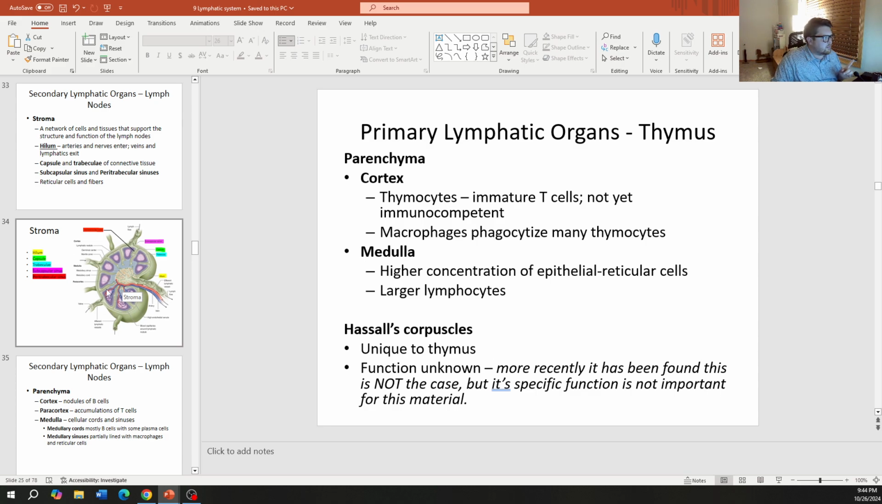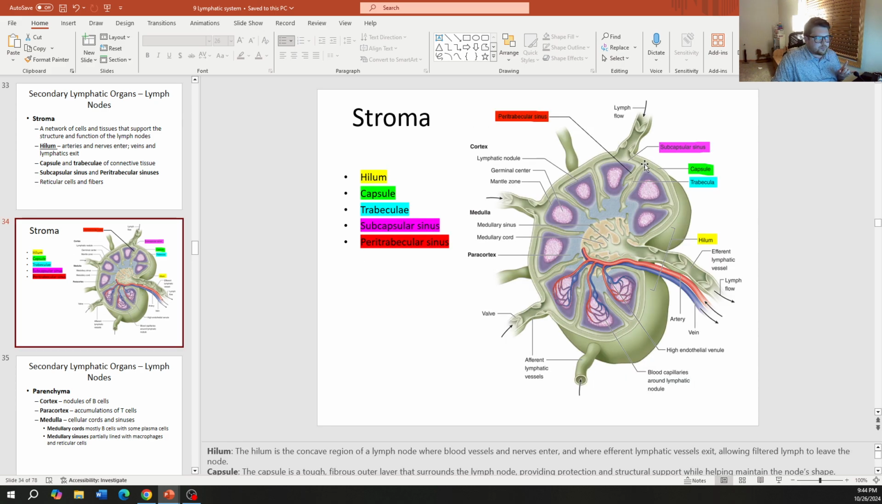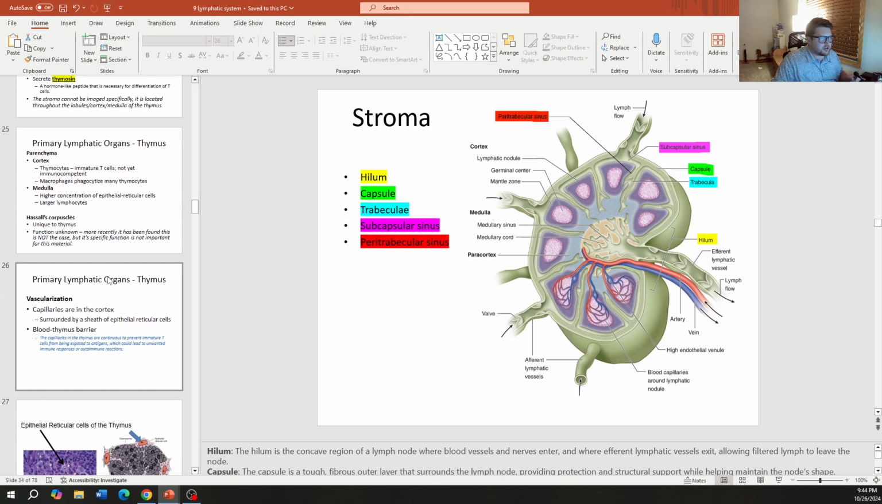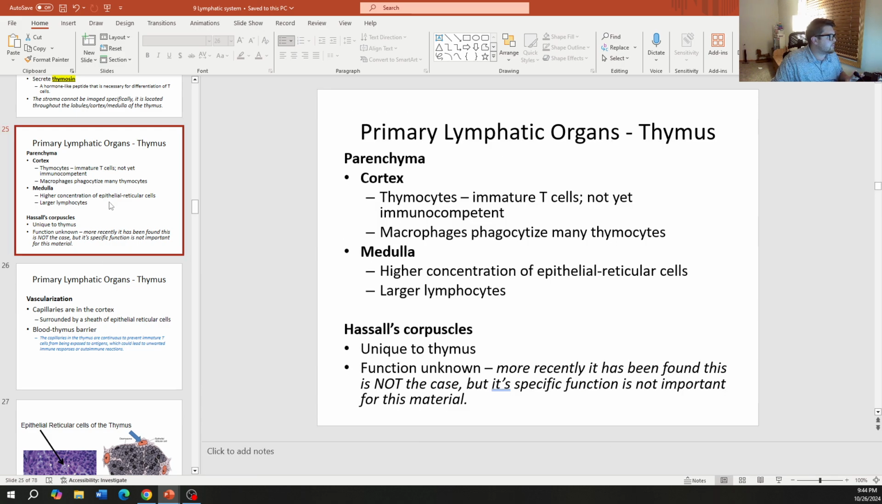Sorry, earlier when I jumped ahead to this picture and I showed trabeculae, this is actually trabeculae of a lymph node, but it's a similar idea and a similar structure as the thymus lobules. Apologies for any confusion that might have caused.